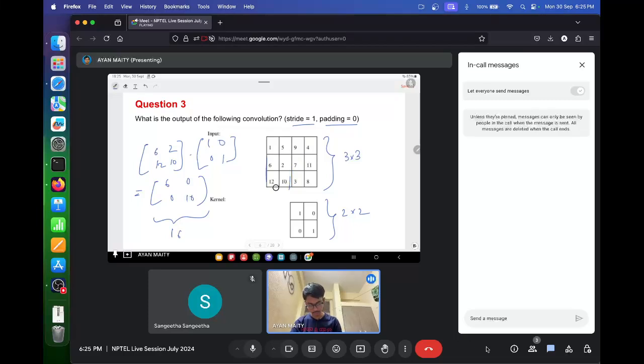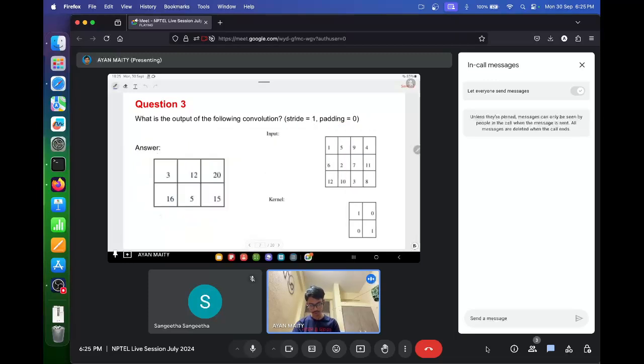So similarly you have to do the same calculations for the next 2 by 2 matrix, which contains 2 7 10 3, and then the last 2 by 2 matrix or window which contains 7 11 3 8. So these are the elements that you will get. So this is the answer.